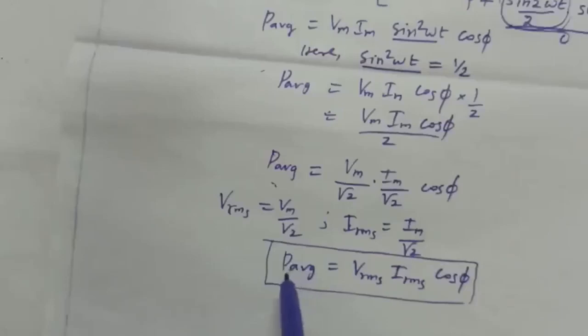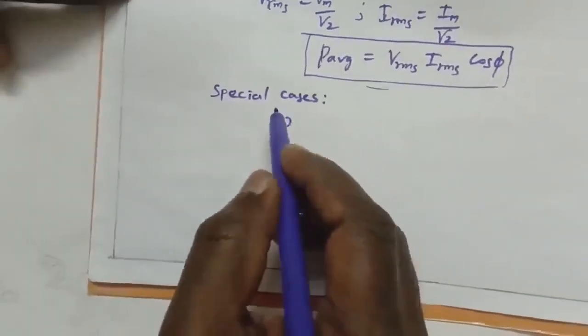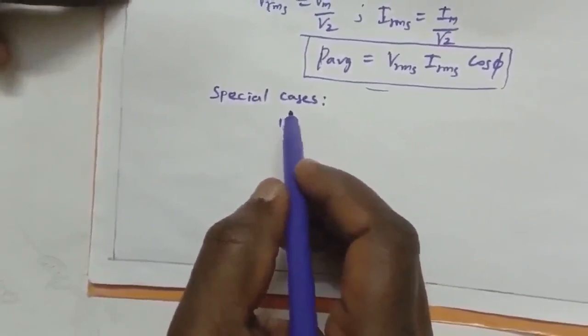Power average in AC circuit. Now Vrms and Irms give the apparent power. Cos phi is the power factor. The average power of an AC circuit is also known as the true power of the circuit. So this is the true power of the circuit. Are you clear? So let us discuss the special cases.